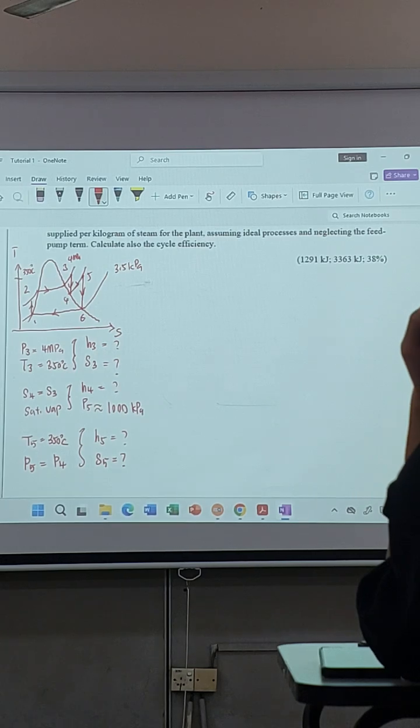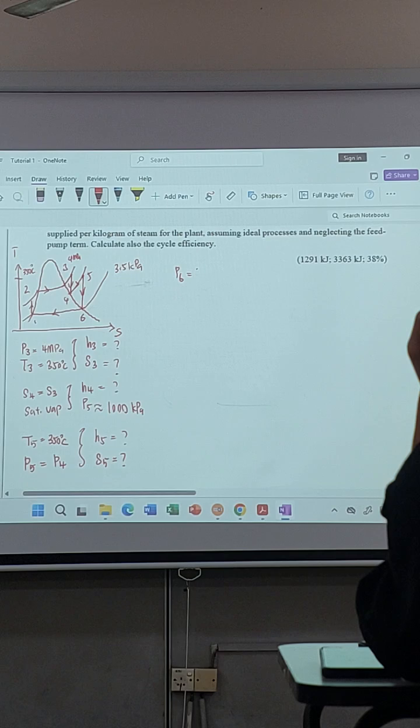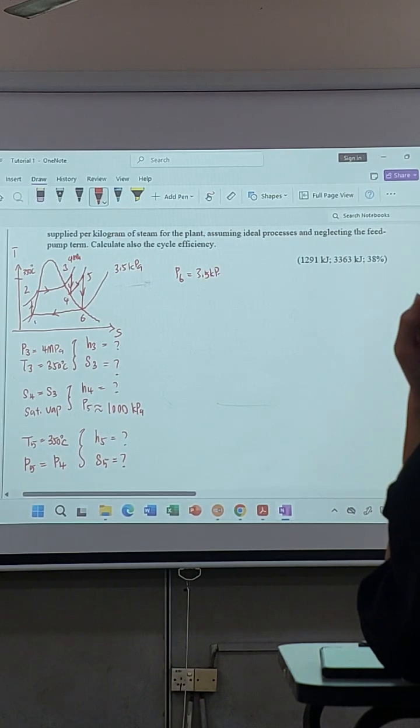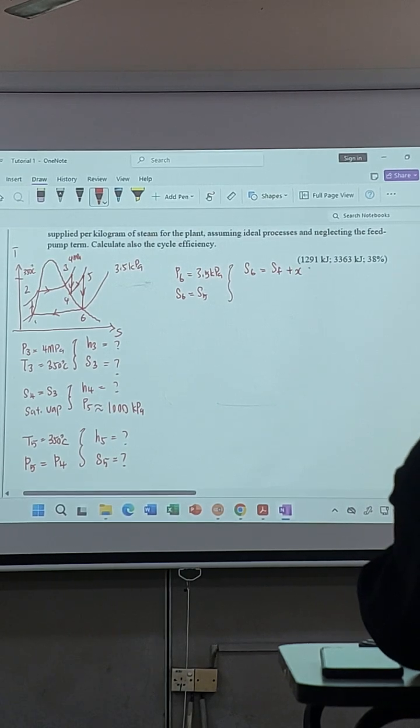Then after that, it's actually the same as what you did for the previous question. So we know that P6 is 3.5 kilopascal, and S6 is S5. So from here, you can use S6 to find X6. Then H6.